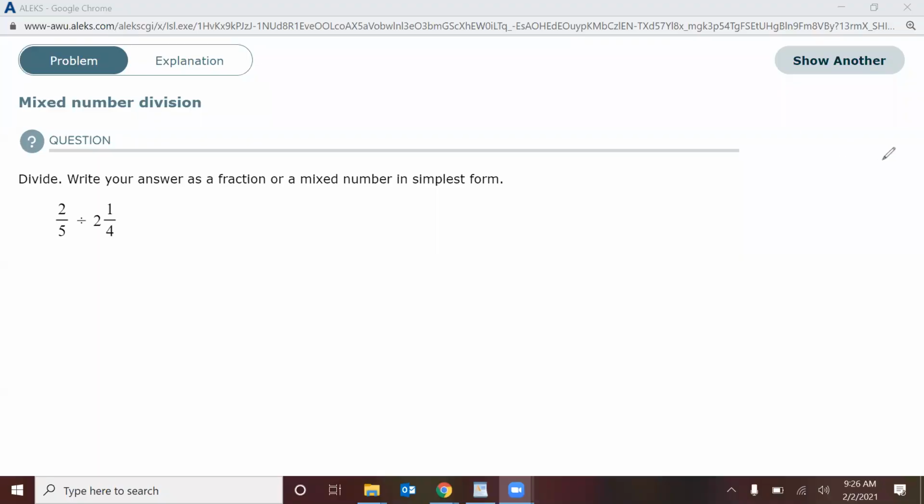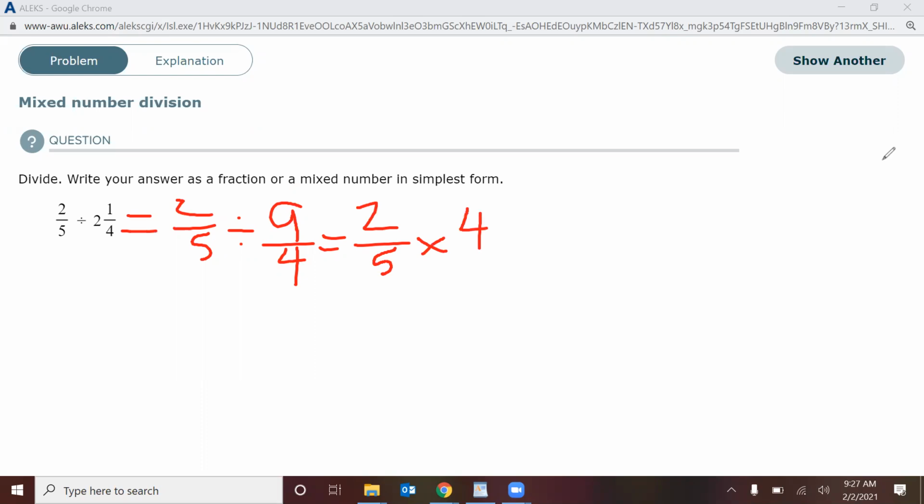Now let's see how to divide with mixed numbers. It's just about identical to multiplication. First, we rewrite the mixed numbers as improper fractions. So we get 2/5 divided by 9/4. And now we see that we are dividing by a fraction, and therefore to convert this to multiplication, we need to flip the second fraction or use its reciprocal.